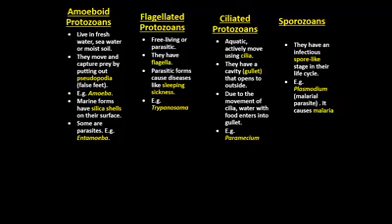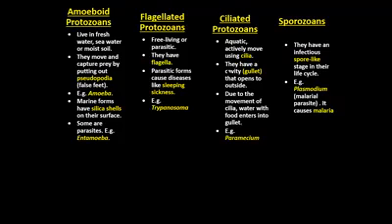Flagellated protozoans are free living or parasitic in nature. They depend upon others. They have flagella, which help with movement. Parasitic forms cause diseases like sleeping sickness. Trypanosoma is one example, which causes sleeping sickness.